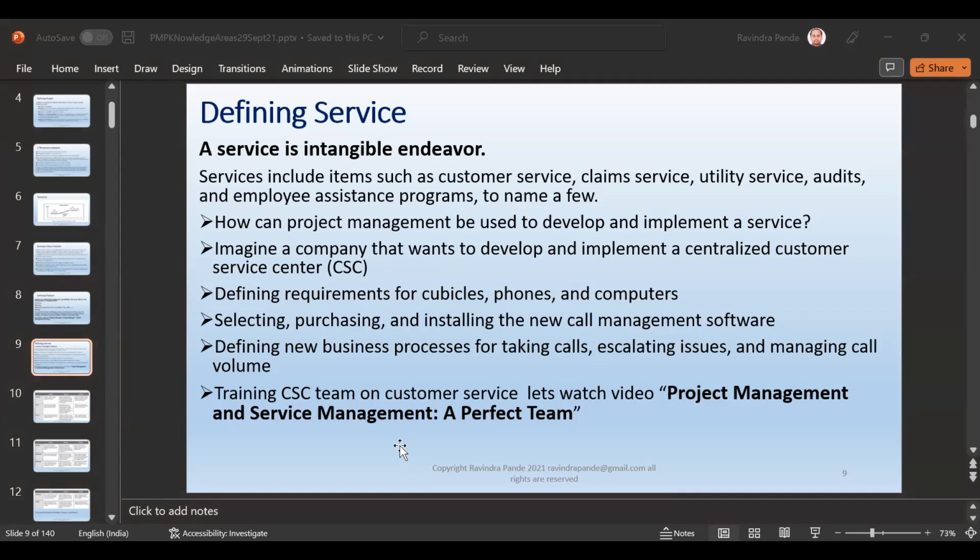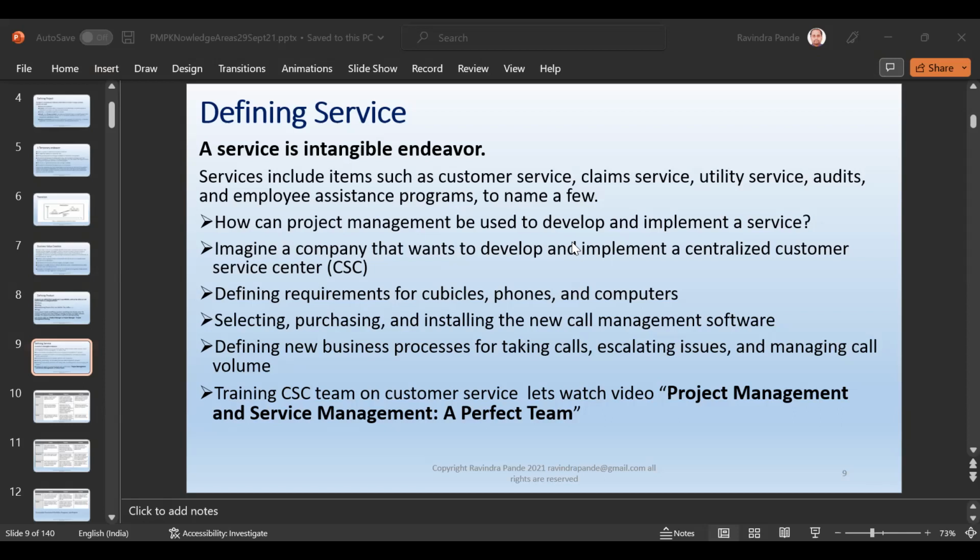Okay, so this way, what we are trying to do is achieve a temporary endeavor with a unique result or a product in a successive manner. A survey: how can project management be used to develop and implement a service? Yes, that's what we're going to learn in a progressive manner. We'll see how to build a service management plan as well.